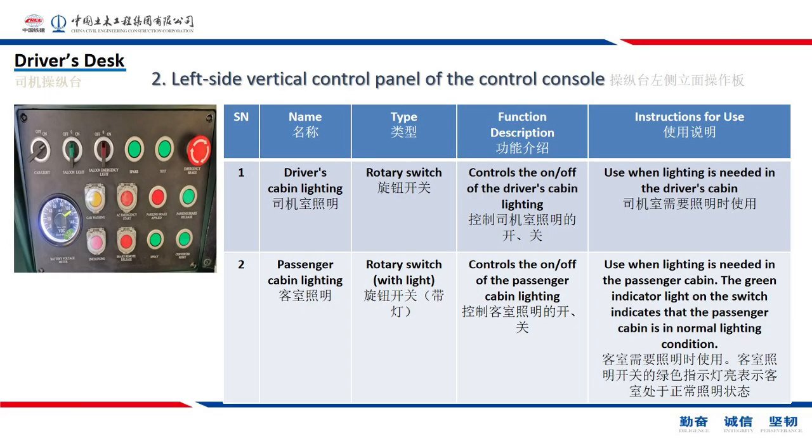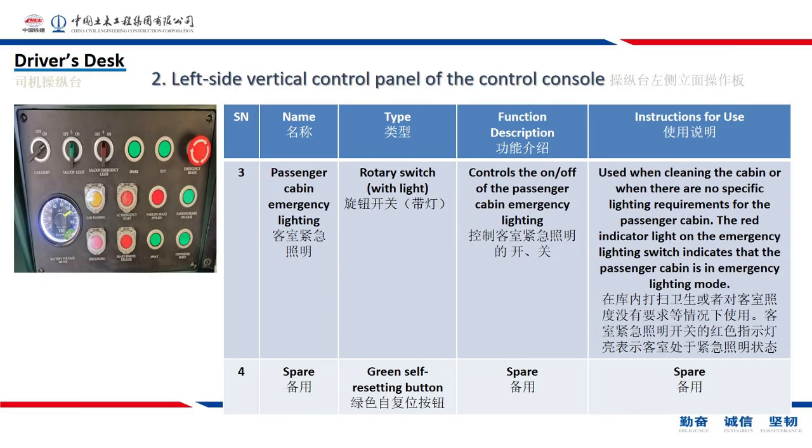Slide 7, left side vertical control panel. Now, let's focus on the left side vertical control panel. This area groups a series of switches and displays that the driver uses frequently. Understanding the layout is essential because these controls often deal with communication, signaling, and system activation.